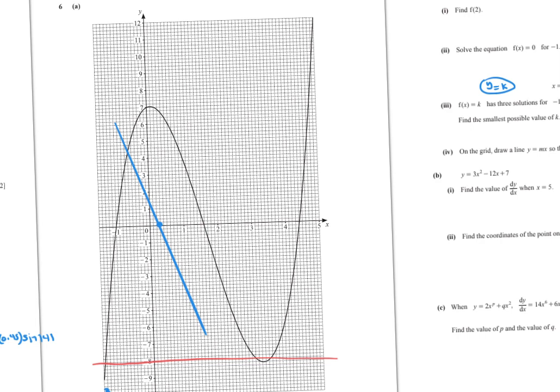This line intersects the curve at 1 point. Okay, so we have one solution. We can draw more than one line. For example, this one also intersects the curve at 1 point. Okay, so I need to draw from the origin a line that intersects the curve at 1 point.